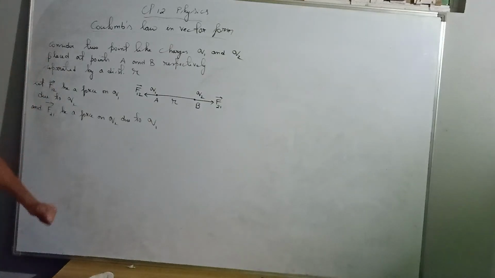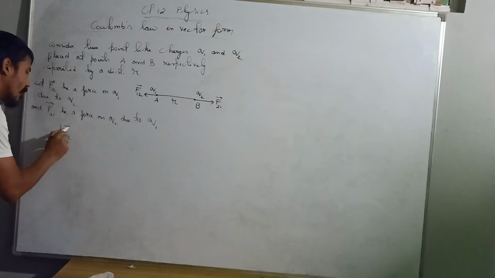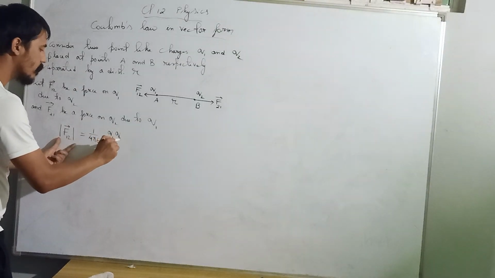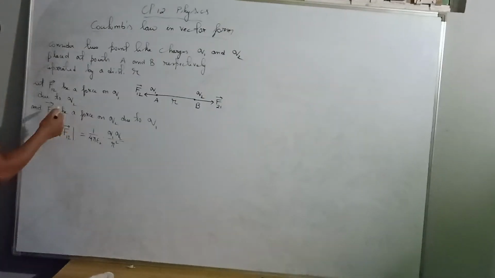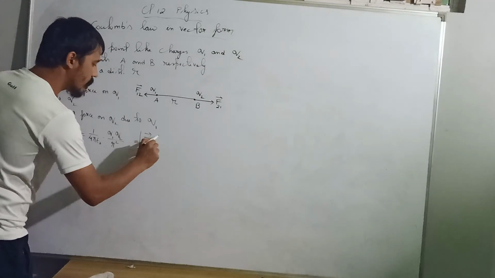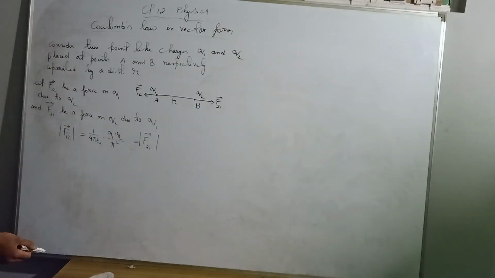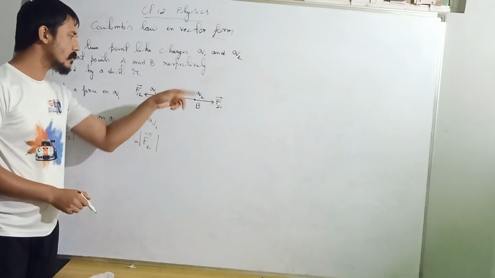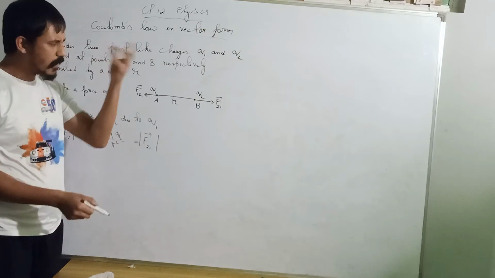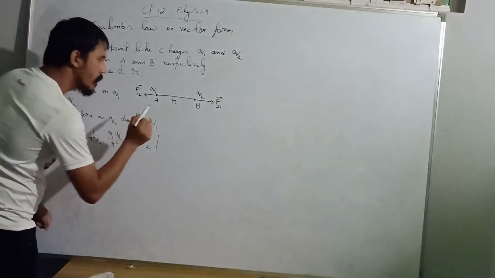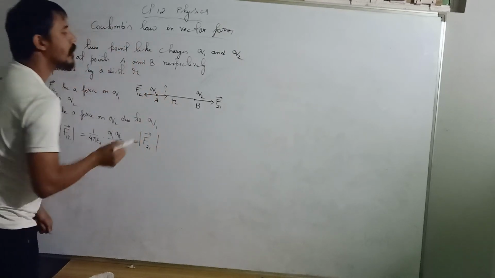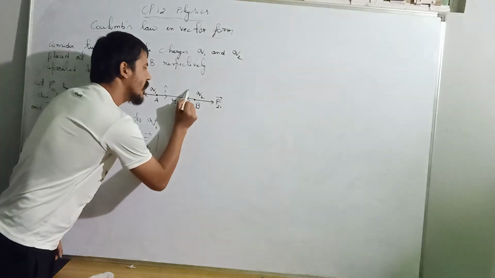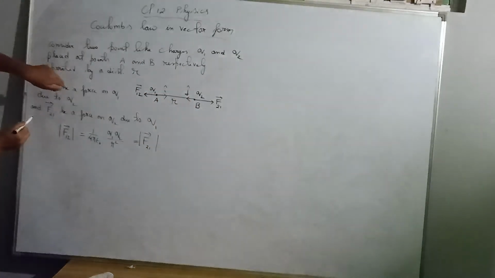According to Coulomb's law, the magnitude of the force will be 1 by 4 pi epsilon naught into Q1 Q2 by r squared. The magnitude of F12 is equal to the magnitude of F21; the magnitude will be the same. Now, direction is the issue. F12 is acting in this direction, F21 is acting in that direction. In order to represent those directions, we need a unit vector. You can take any unit vector you like. Let i cap be a unit vector going from Q1 to Q2, and let j cap be a unit vector going from Q2 to Q1.